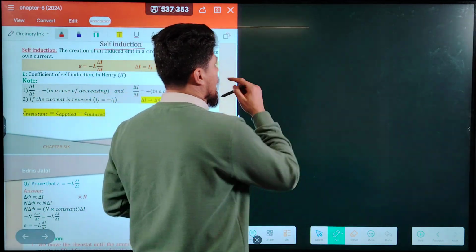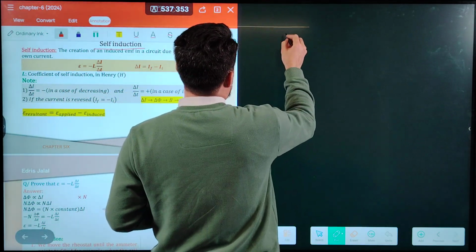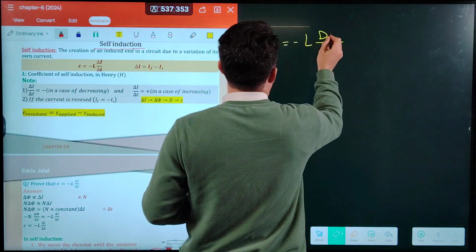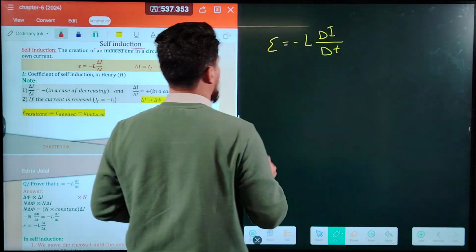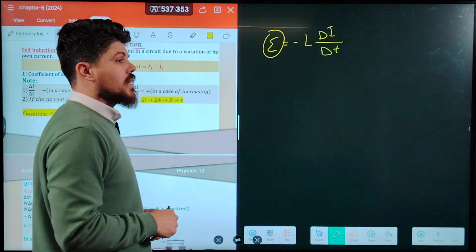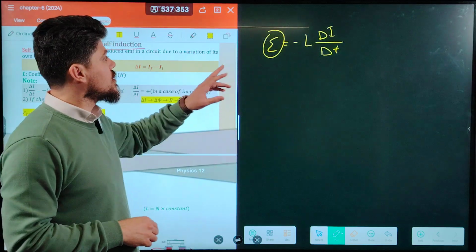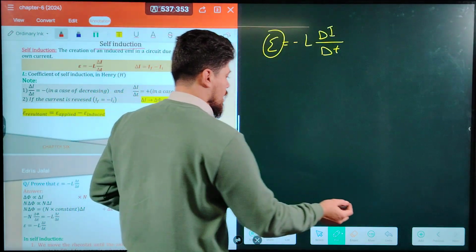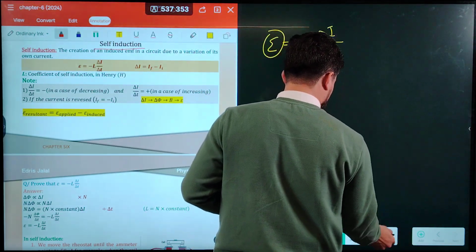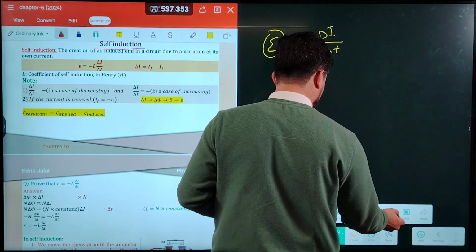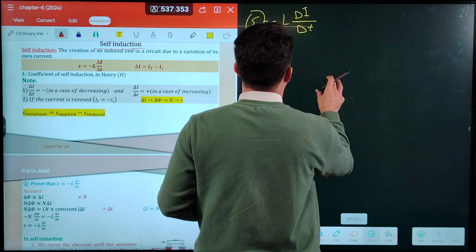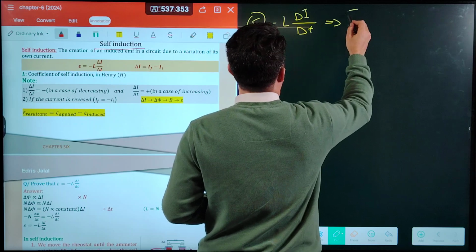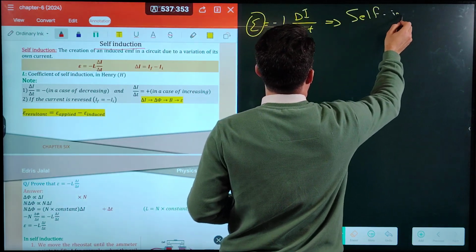The equation of self-induction: how can you determine the induced EMF in self-induction? EMF is equal to negative L delta I over delta T. So the current and the electromotive force are induced due to the variation of the current of its own circuit. How? Look at this circuit. This is the equation of self-induction, the induced EMF in self-induction.